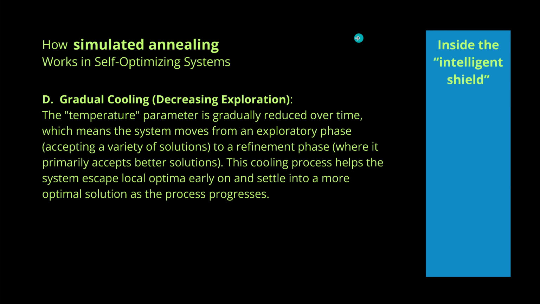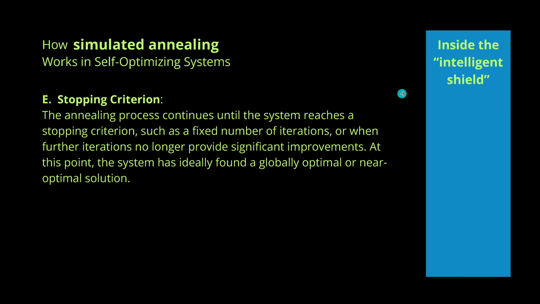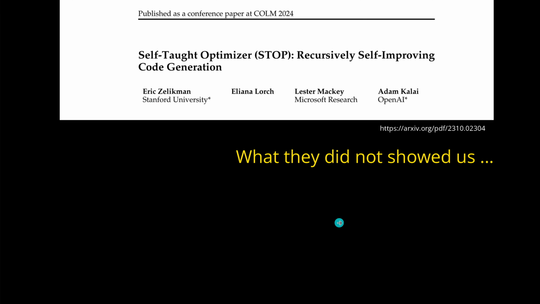The last step here is now the cooling. The temperature parameter is gradually reduced over time, which means the system moves from an exploratory phase, accepting also bad solutions, quotation mark, to a refinement phase where it primarily accepts the best solutions. And this cooling process helps the system escape all the local optima early on and settle into a more optimal global solution as the process goes on. And then either you have a stop criterion that you establish or you go for a fixed number of iterations, or you have a time constraint, however you define a stop of the system.